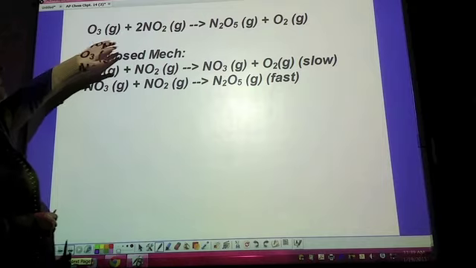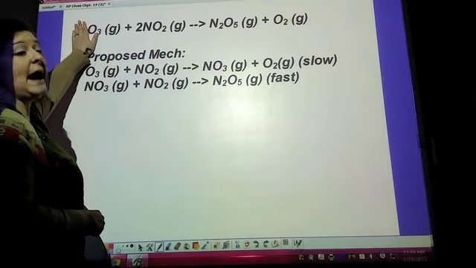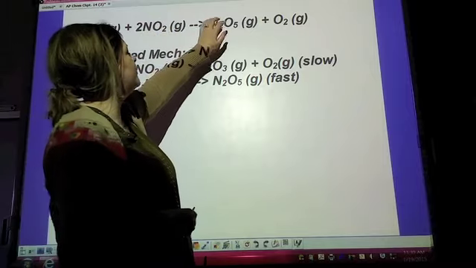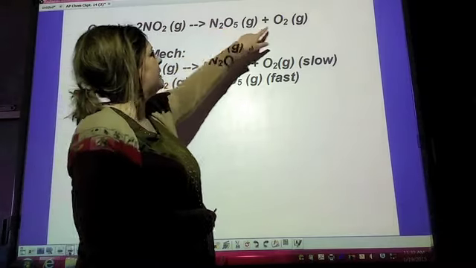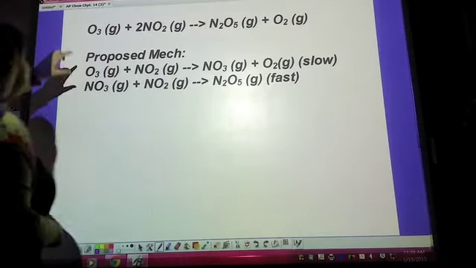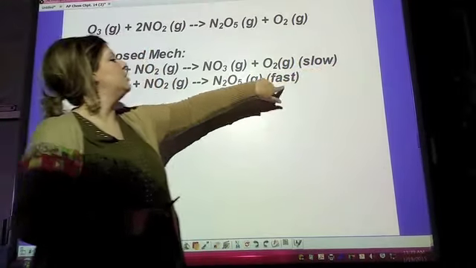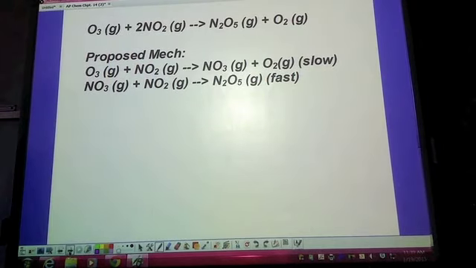Let's say that you were given ozone as your overall reaction. Ozone reacts with nitrogen dioxide to produce dinitrogen pentoxide and then oxygen gas. Let's say this is the proposed mechanism. Your first step is the slow step. Your second step then is the fast step. And let's say that I ask you to write what the rate law would be. I want you to write the rate law for me based on this proposed mechanism.